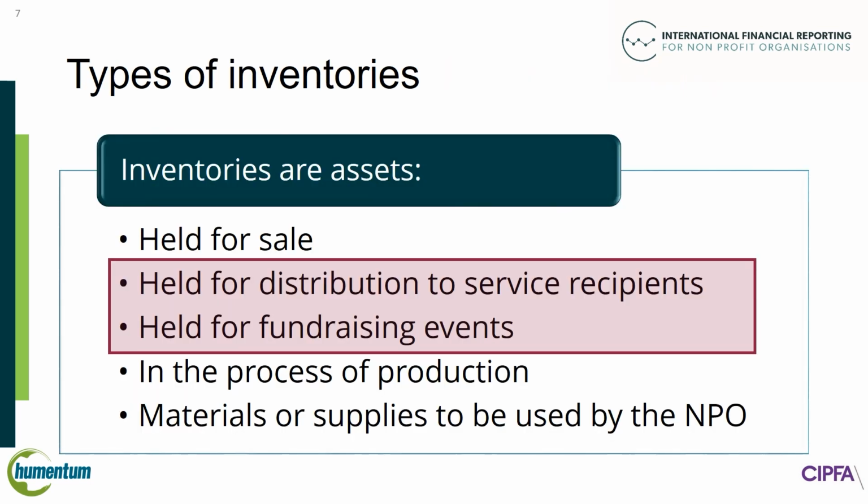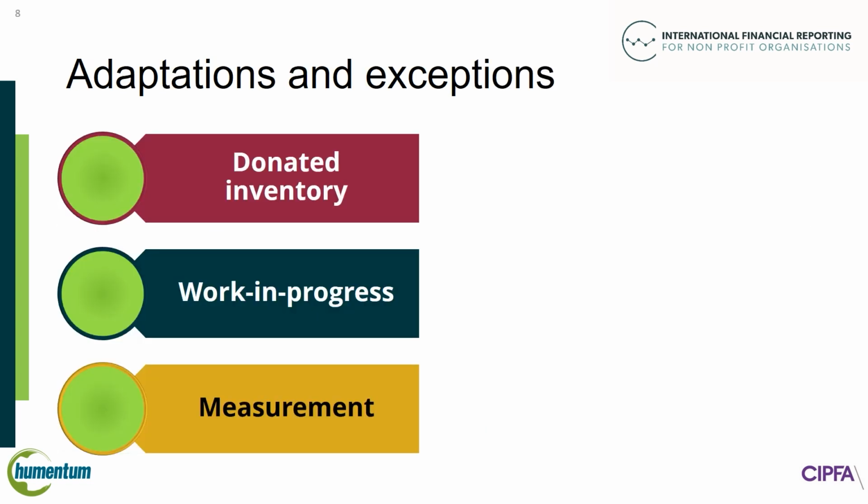INPAG defines the assets that constitute inventories. It introduces two new asset categories, unique to NPOs: items for distribution to service recipients, and items used in fundraising activities, such as prizes. INPAG generally requires inventories to be recognized on receipt and measured at cost, like the basic model. However, acknowledging significant issues for NPOs, the guidance includes some adaptations and exceptions. These relate to donated inventory, work in progress, and measurement.